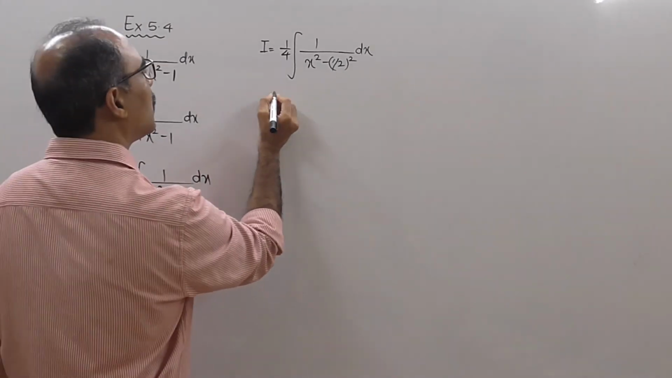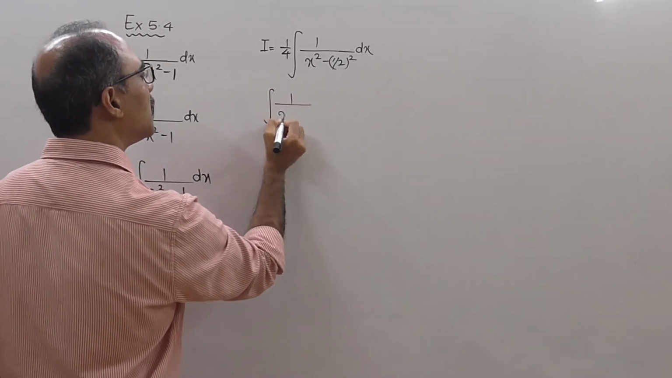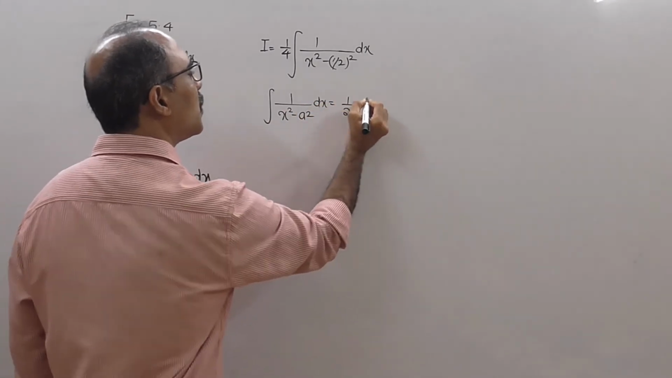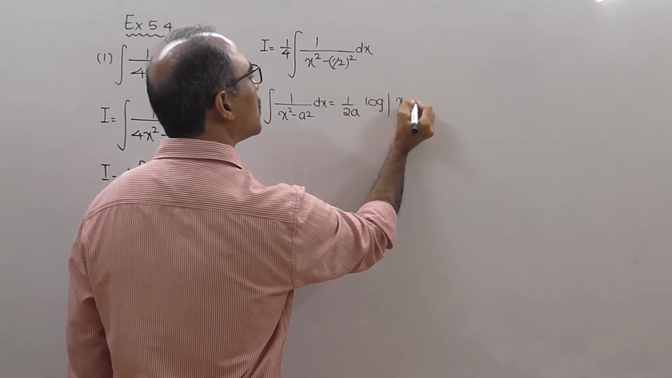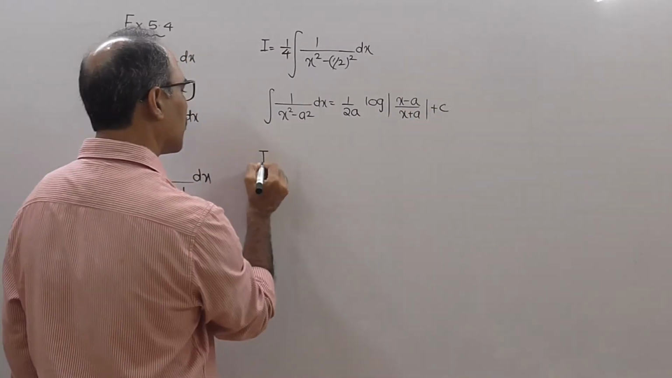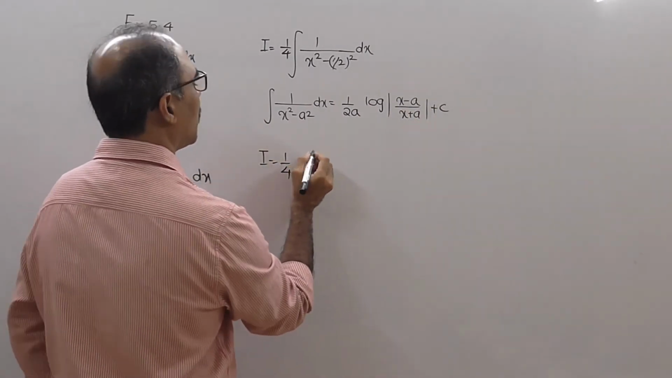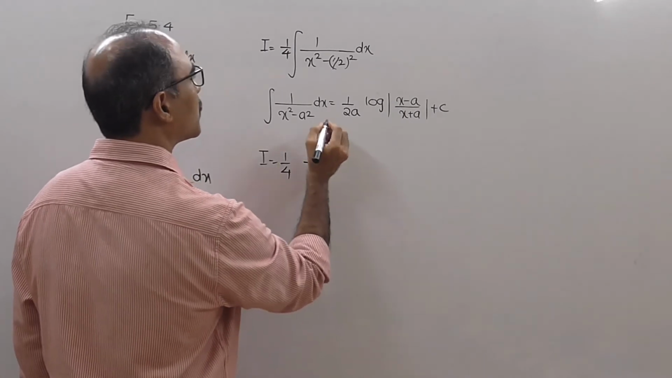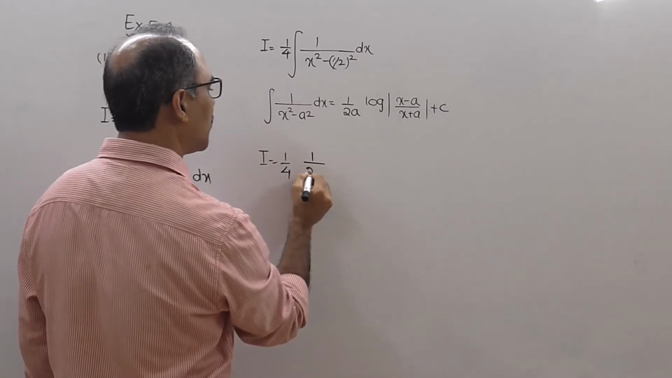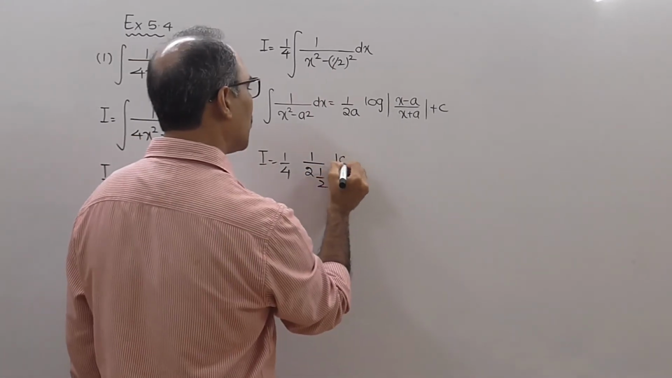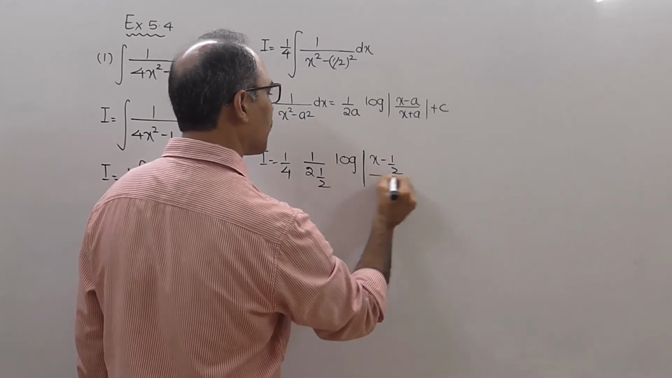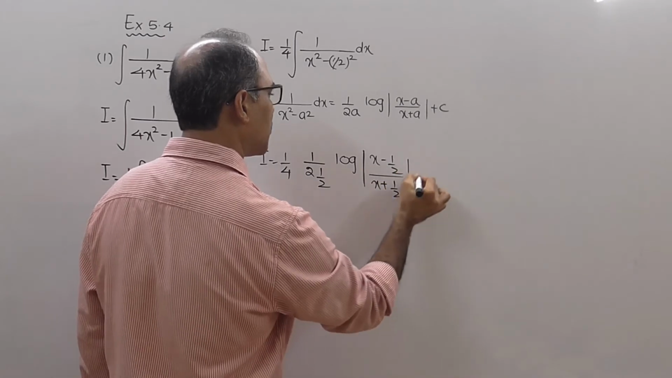Okay. So now this is in the form of integration 1 upon x square minus a square. The formula is 1 upon 2a log modulus x minus a upon x plus a plus c. 1 upon 4 into 1 upon 2a. So this is x and this is a. So x is x and a is a. So I think you get 1 upon 2a log modulus x minus a upon x plus a plus c.